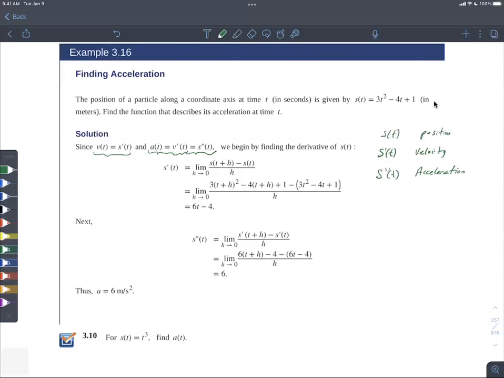And so here it says we begin by finding the derivative of s of t, and we're going to use the limit definition again. Again, since it's a quadratic function, it's just going to take a little bit of algebra. We simplify the limit, and we get that the derivative s prime of t is equal to 6t minus 4. Okay, so you could actually even call it v of t if you want to. This is our velocity function.